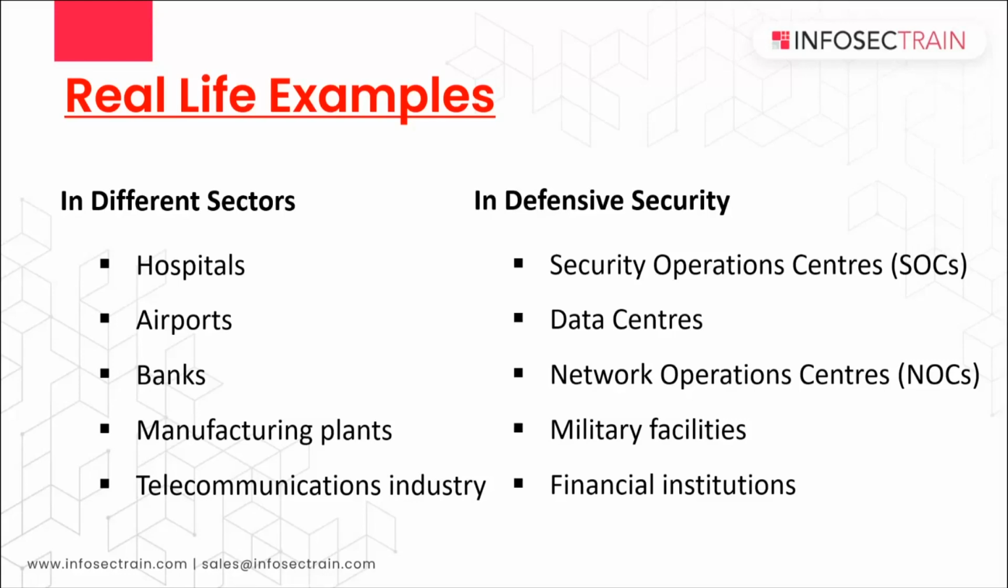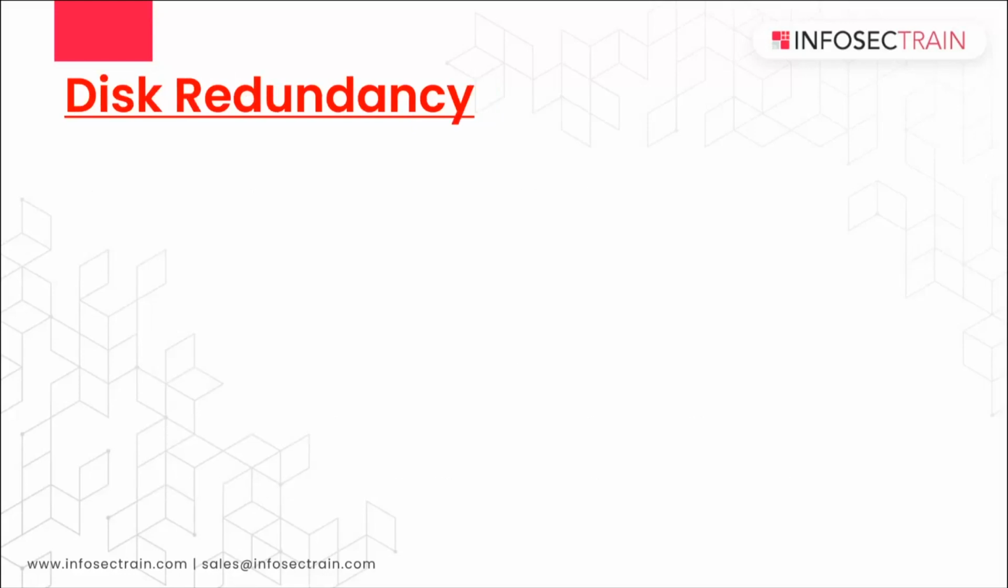So let us talk about the next type of redundancy, which is disk redundancy. As we know, disk redundancy refers to the practice of using redundant disks, or you can simply say backup storage options, to ensure data availability and prevent data loss in the event of disk failure. Disk redundancy is important for critical data storage applications such as databases, email servers, or file servers as well.